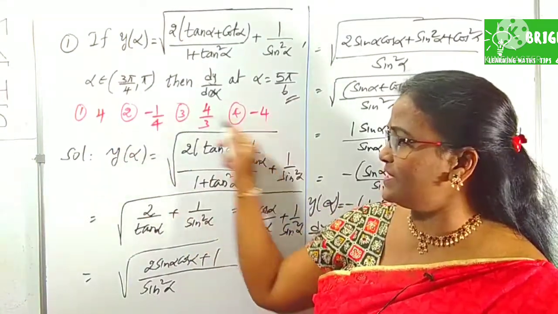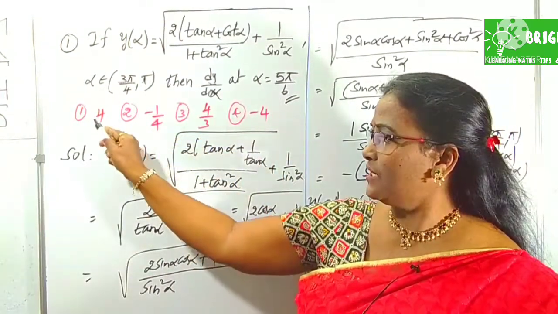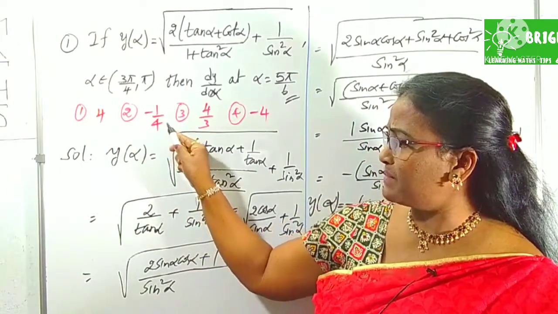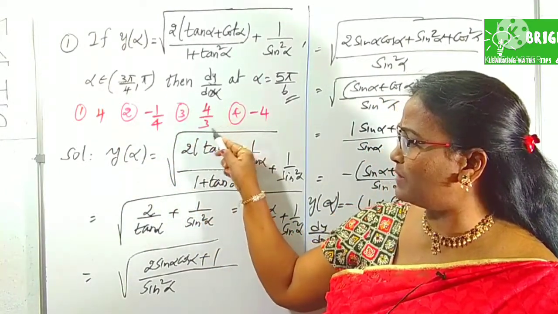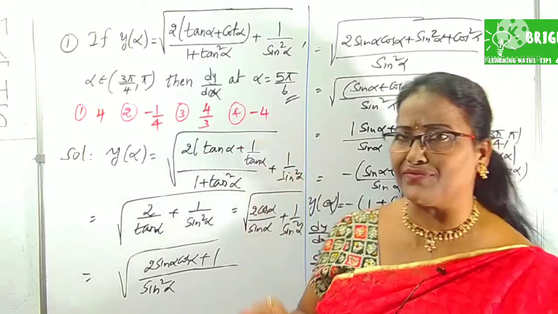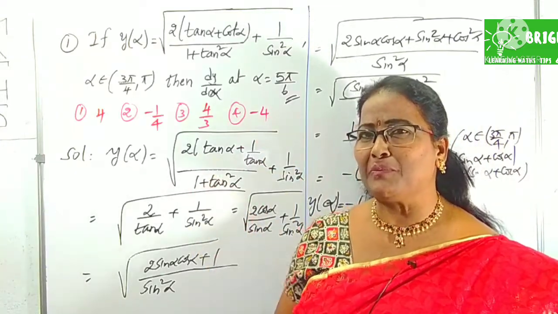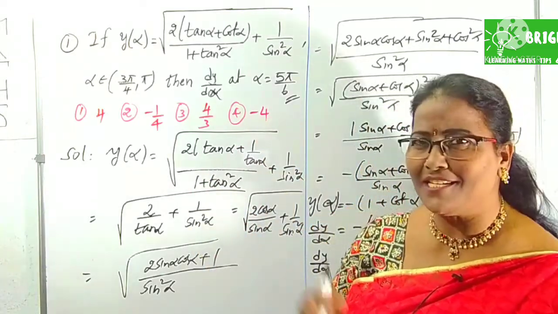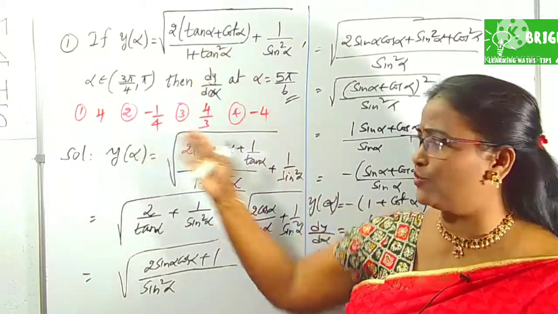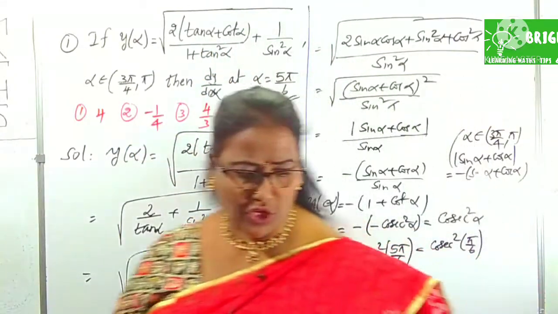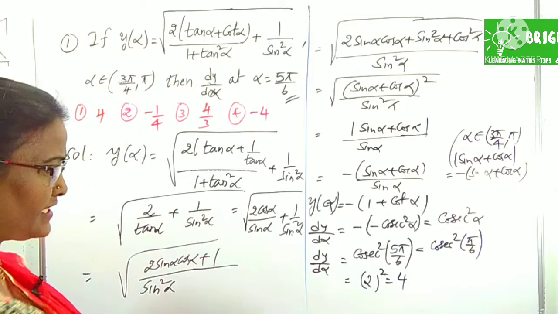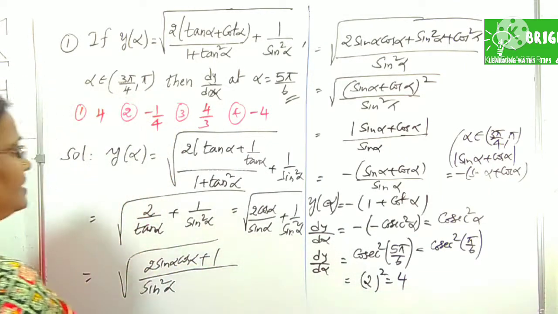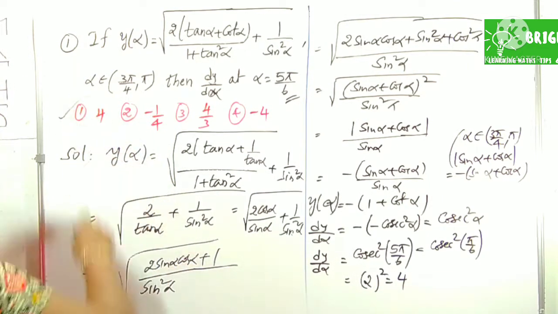I copied the wrong options. These are the correct options. First option is 4. Second option is minus 1 by 4. Third option is 4 by 3. Fourth option is minus 4. One more question's options were copied by mistake. These are the correct options for this question. So what is our answer? We got the answer 4. 4 is clearly the first option.